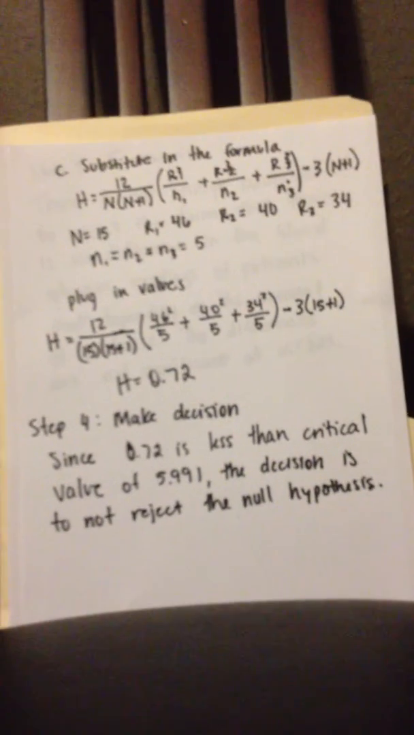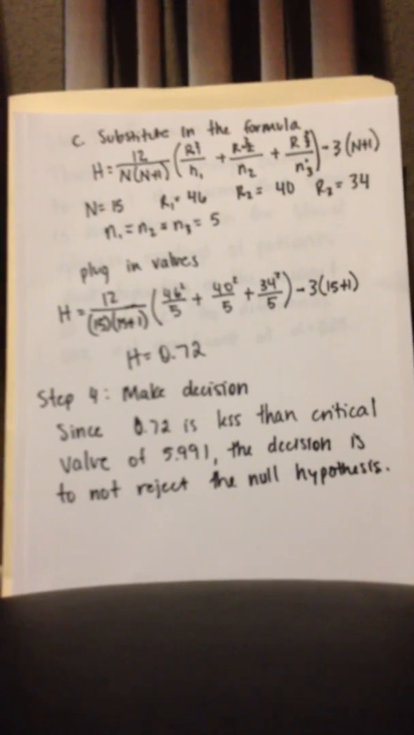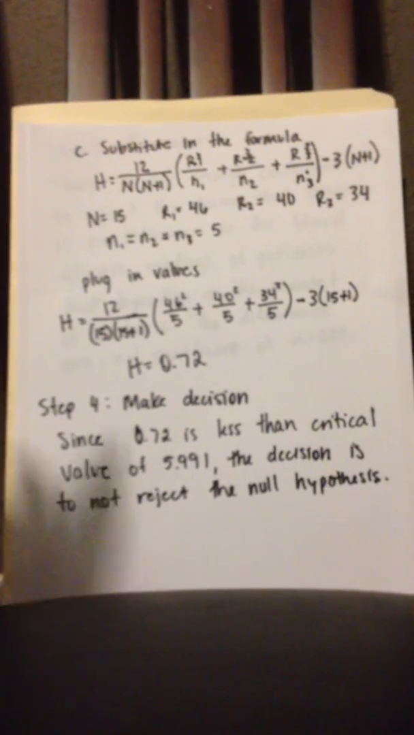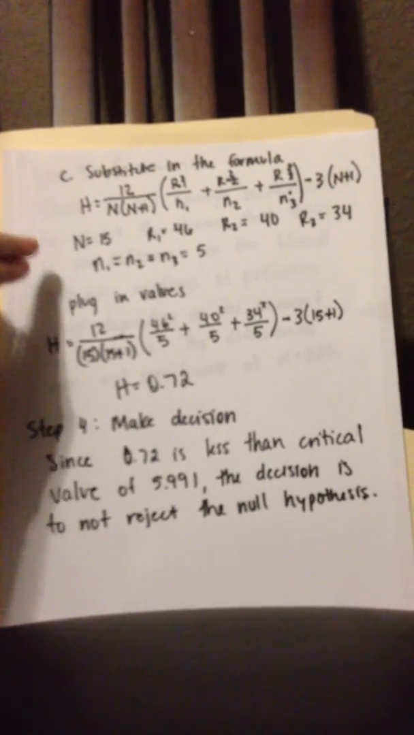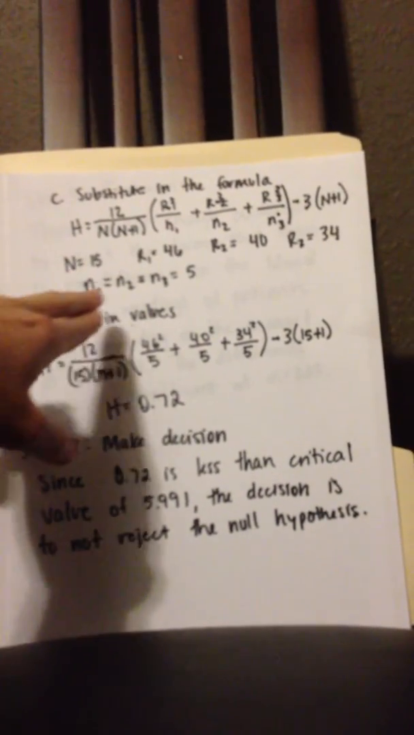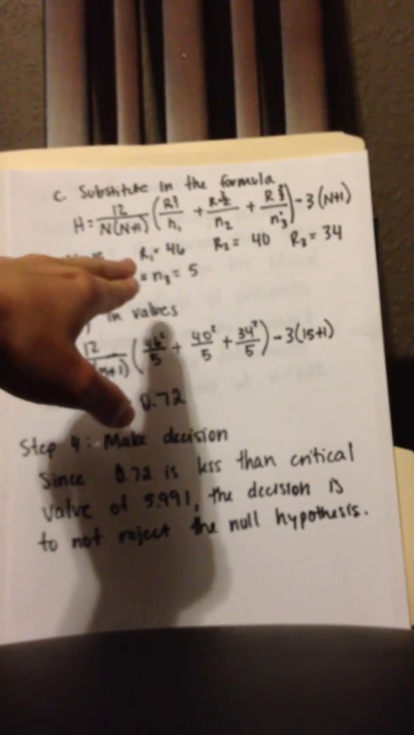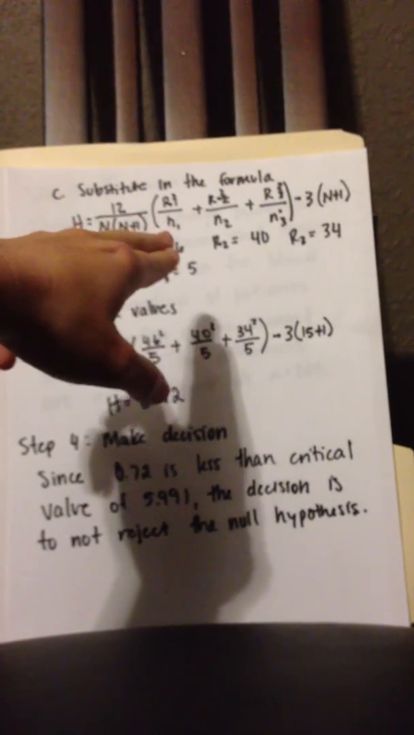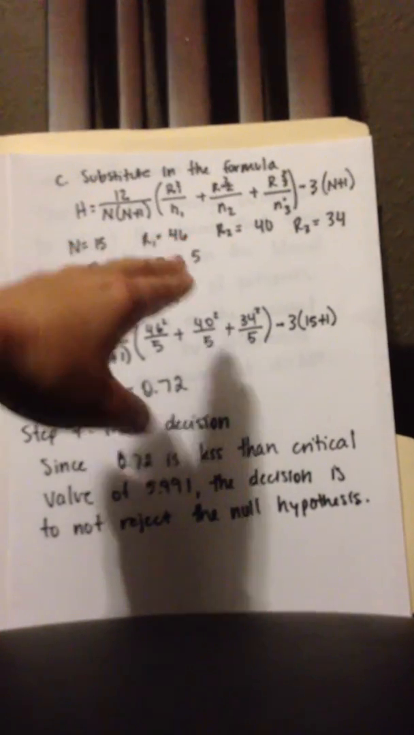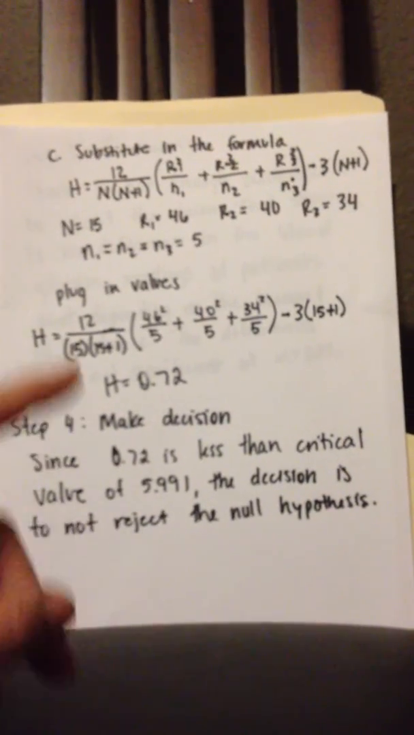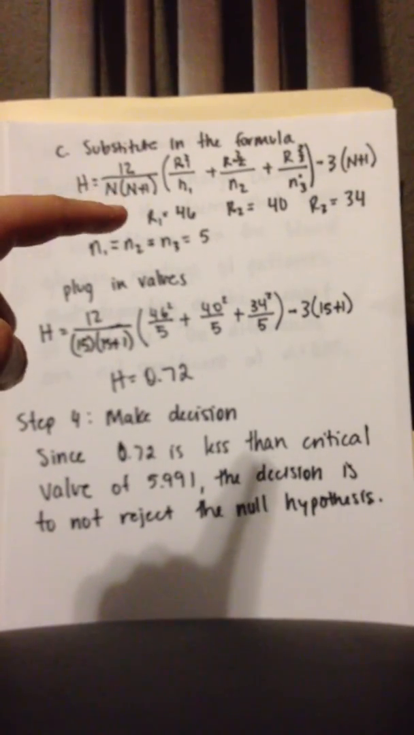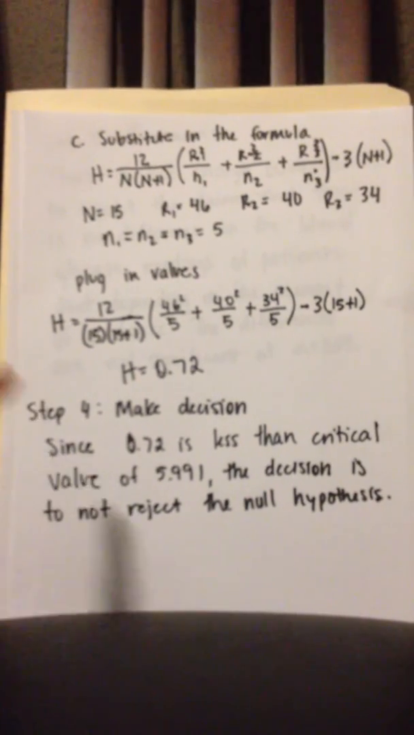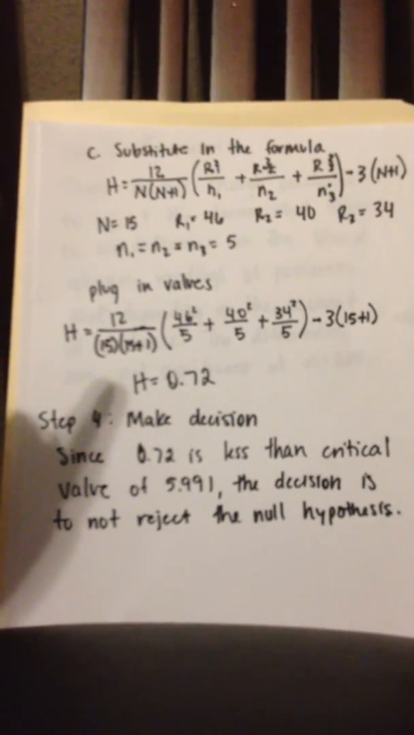So for step C, in step 3, we have to substitute in for the formula to find the H test value. So our sample size N was 15. R1 was 46, that was the sum of the ranks of group A. R2 was 40, the sum of group B, and R3 was the sum of group C, which was 34. And then n was equal for all the groups, was 5.